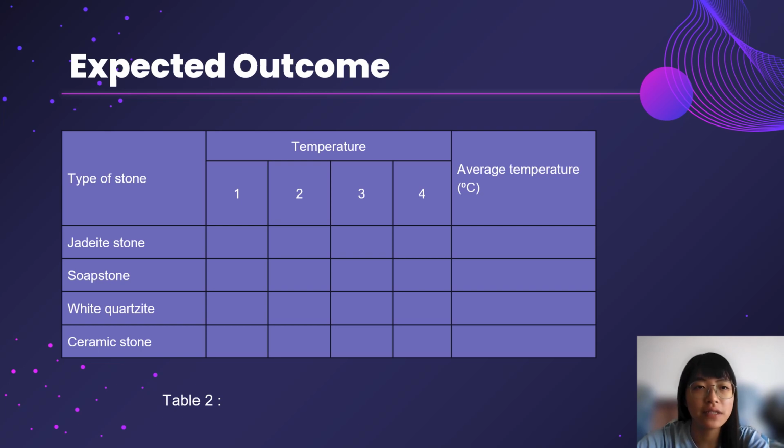At the end of this experiment, the best type of stone should be determined based on the temperature measured with the heat produced by the stone. The type of stone that produces the temperature nearest to the temperature set will be the most suitable type of stone used in the sauna room.